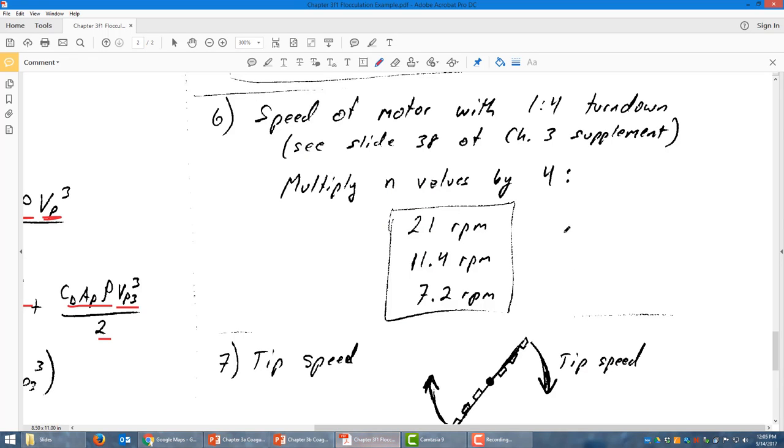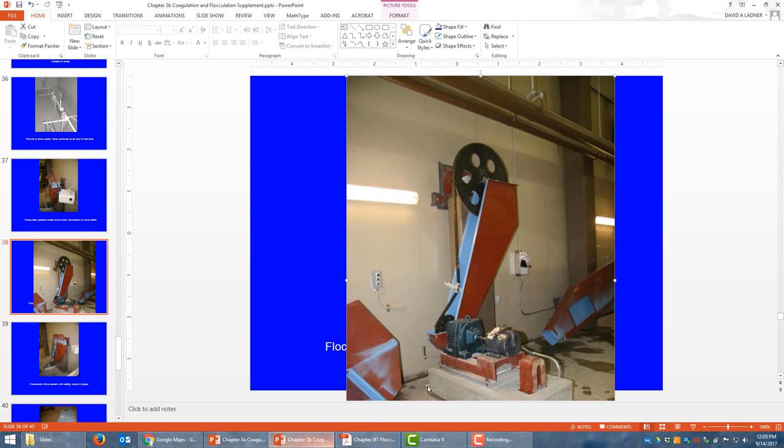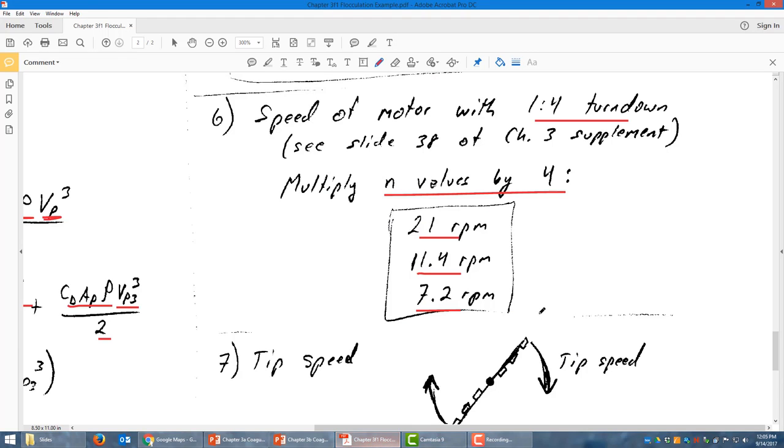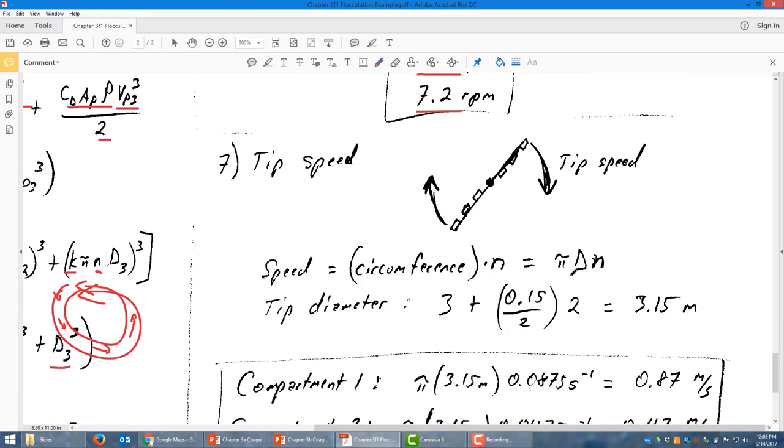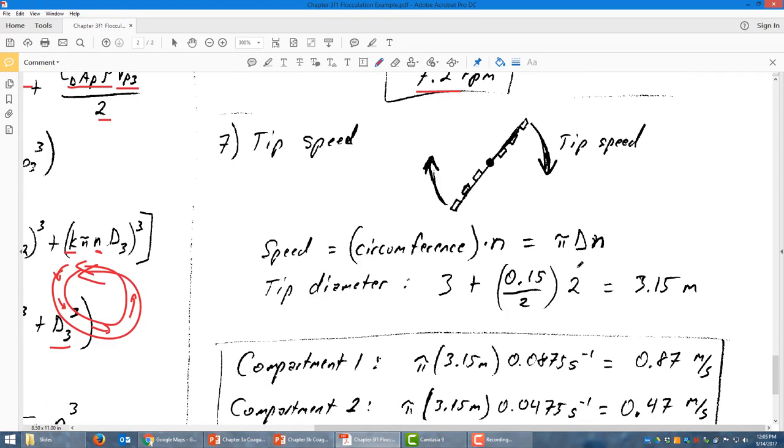So this 1/4 to 1 turn down is why we're calculating this, and all we do is multiply the values by 4. And so we get 21 RPM, 11.4 RPM, and 7.2 RPM, or in other words, this gear should be traveling at those faster RPMs to give us the slower revolutions per minute at the top. So that's straightforward. And the last thing, step number 7, is calculating our tip speed.